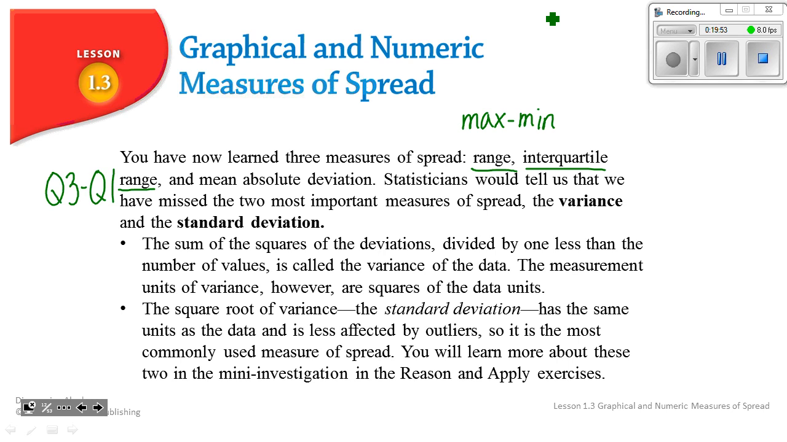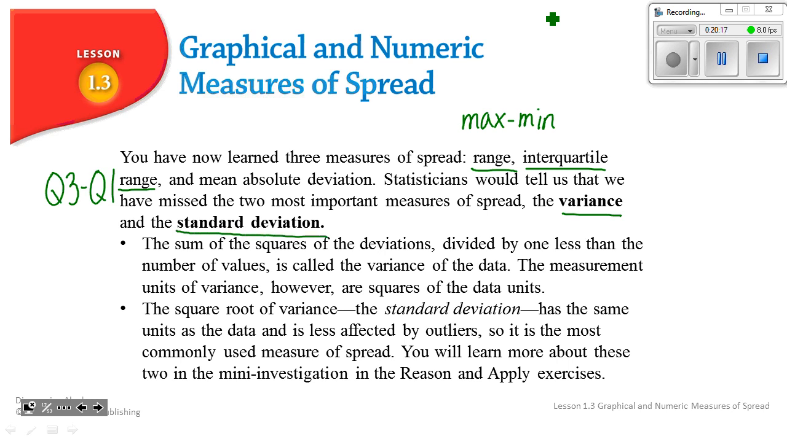And the mean absolute deviation, or all those deviations added together, all the positive deviations added together, divided by how many scores you have, how many data points you have. Statisticians are going to tell us that we've missed two important measures of spread, though. Variance and standard deviation.